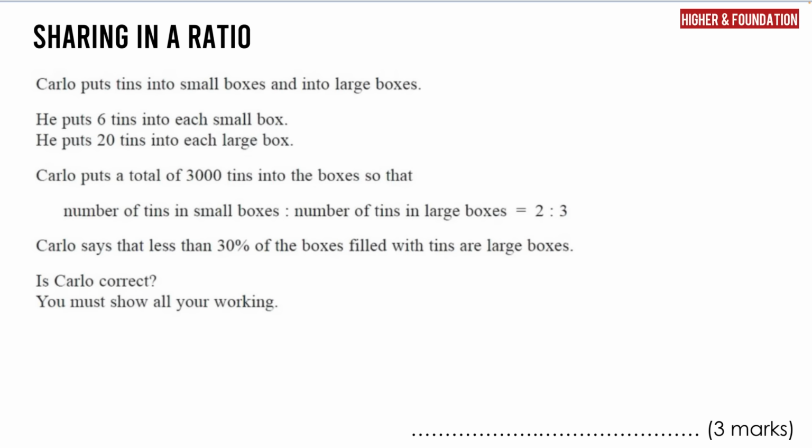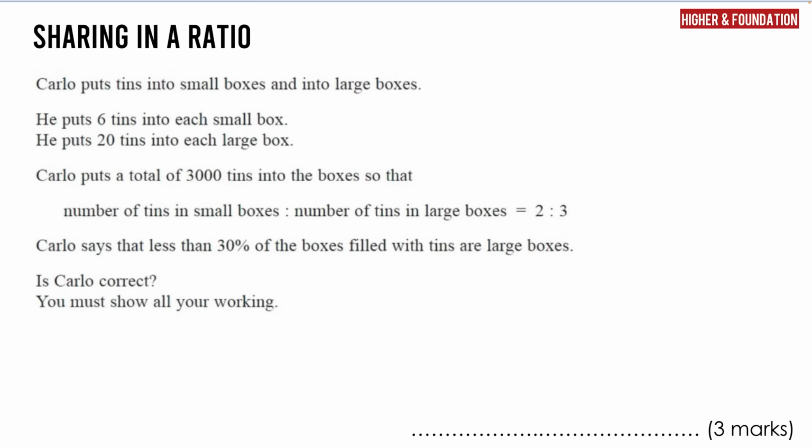Okay, so sharing in a ratio. We've met lots of different questions with ratio. I'm sure you've seen lots of ratio questions. All of them have their own little unique sort of style to them. This one here is very unique. It says Carlo puts tins into small and large boxes. He puts 6 tins into each small box, 20 tins into each large box, and Carlo puts a total of 3,000 tins into boxes, so that the number of tins in small boxes to the number of tins in large boxes is 2 to 3.